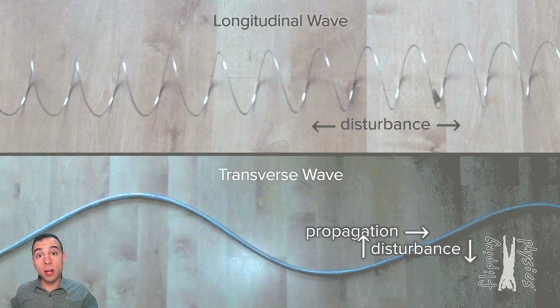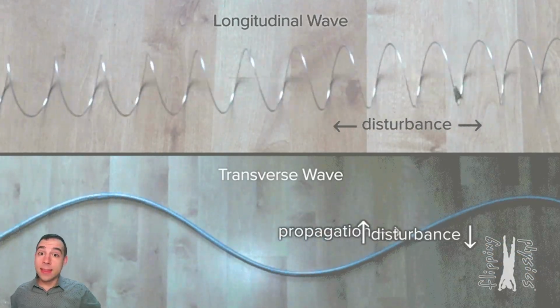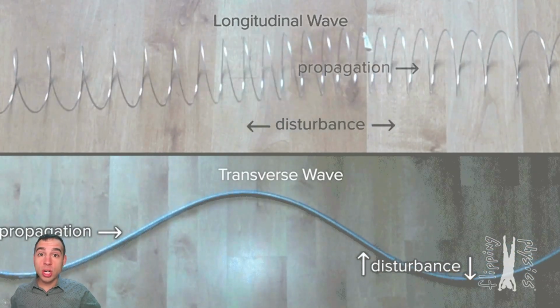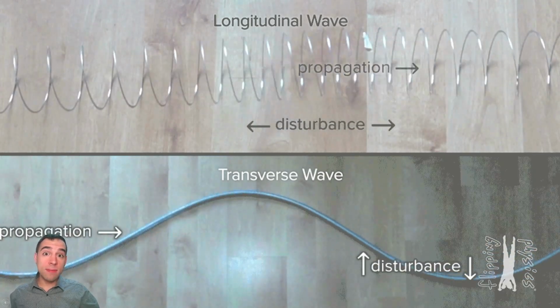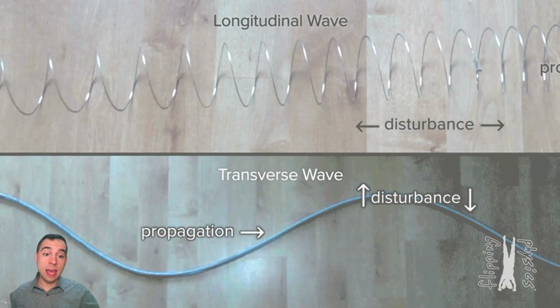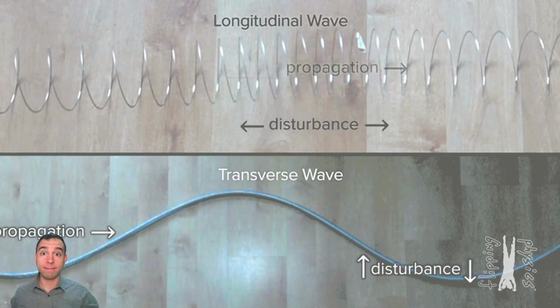Here's an example of longitudinal waves and transverse waves in a slinky. In the slinky, you can see we have a compression in the spring that is being pushed to the right. And in the wave on a string, you can see that the amplitude is up and down while the wave also travels to the right.